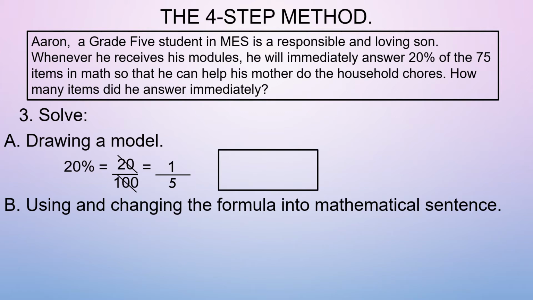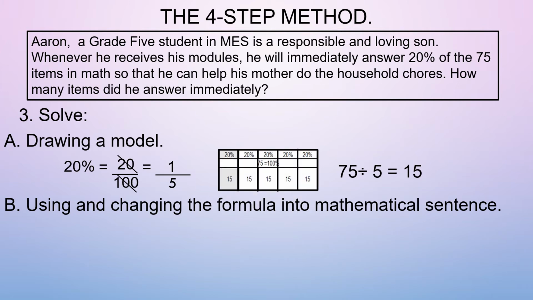This is the region. I will divide this into 5 equal parts, and each part represents 20%. We're going to divide 75 by 5 also. So 75 divided by 5 equals 15.